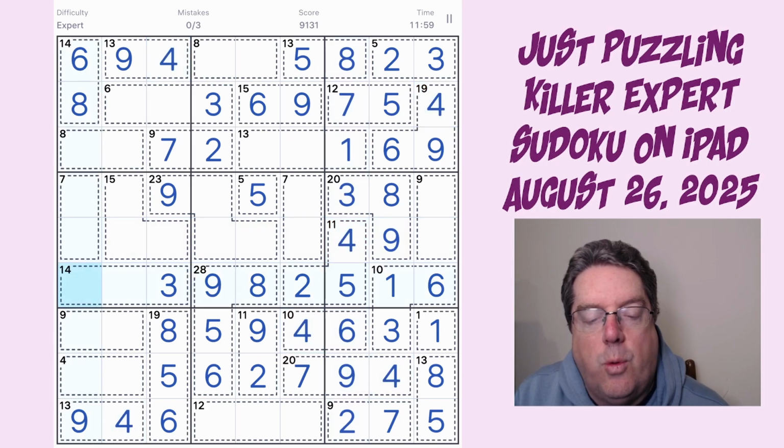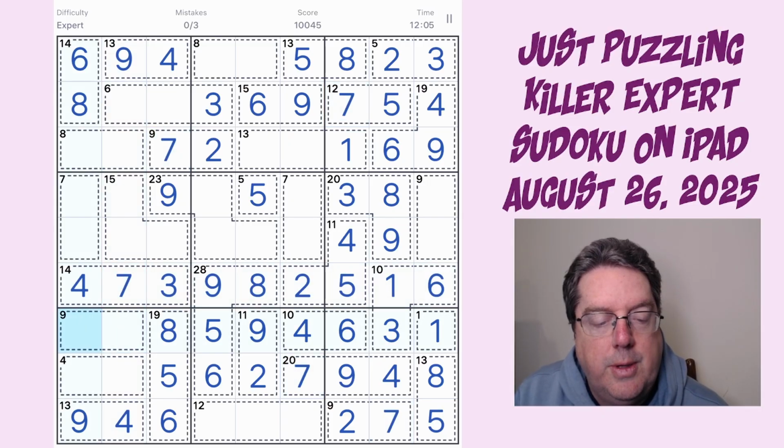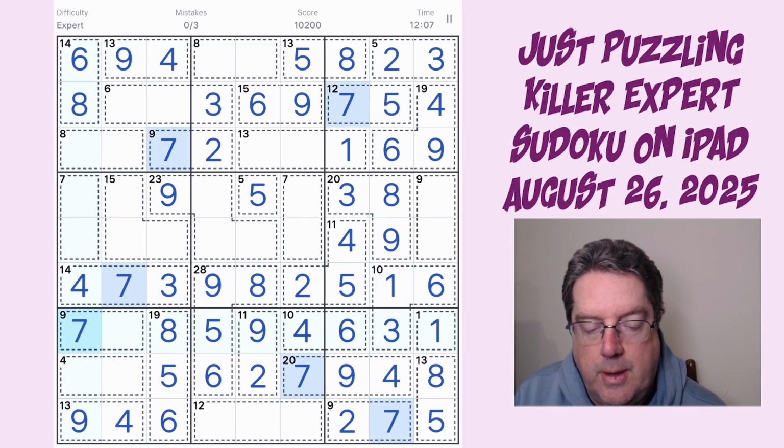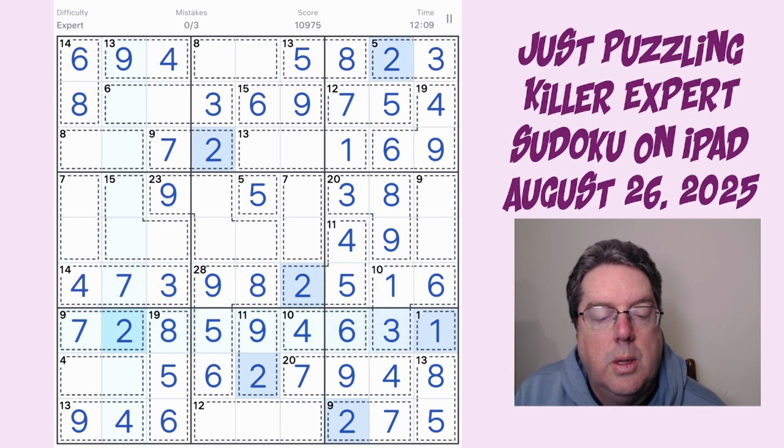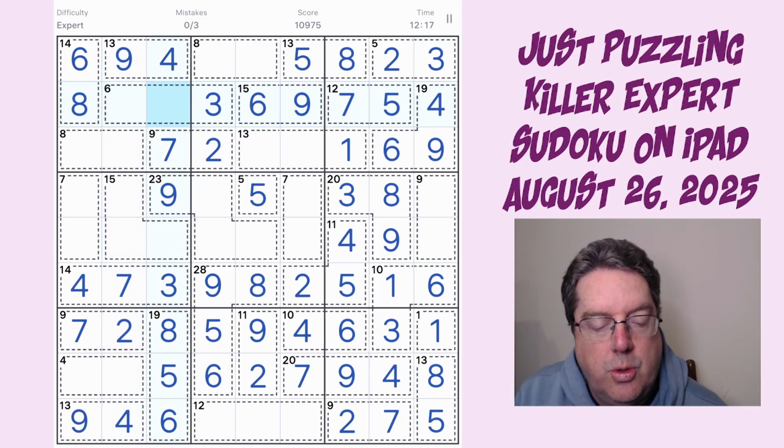This is going to be 4 and 7. Because of the 4 here, this is a 4, and this is a 7. Remember, this was 7 and 2. Because of the 7 here, this is a 7, this is a 2. So 2 can still be here or here, but 2 can't be there. So that's a 2 there.